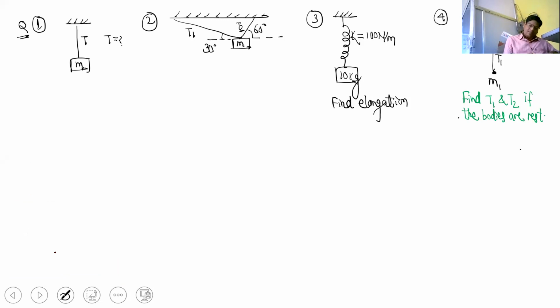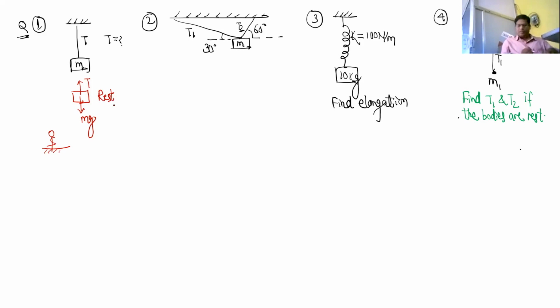So here, step number one, choose the system. Now, whatever may be the question, we have to follow the same steps. Step number one, choose the system. So this is my system. Step number two, draw free body diagram. So here two forces are acting. One is mg and the other is tension. And I'm looking at it from the ground frame, and to me it seems to be at rest. So step number one and two is over.